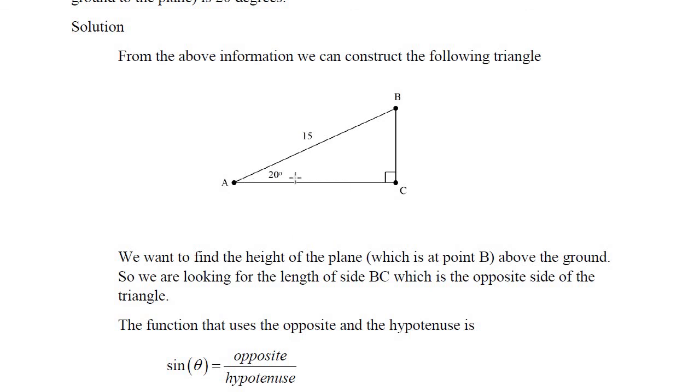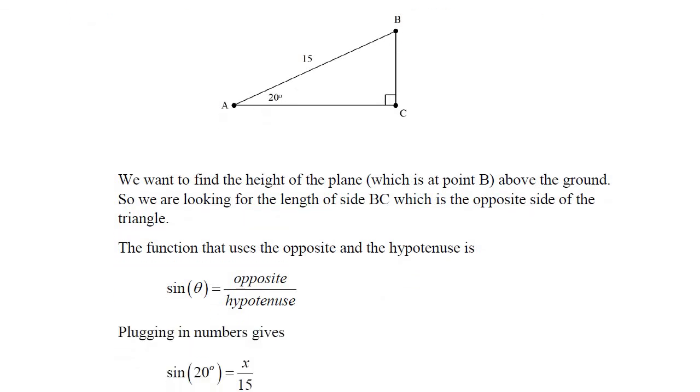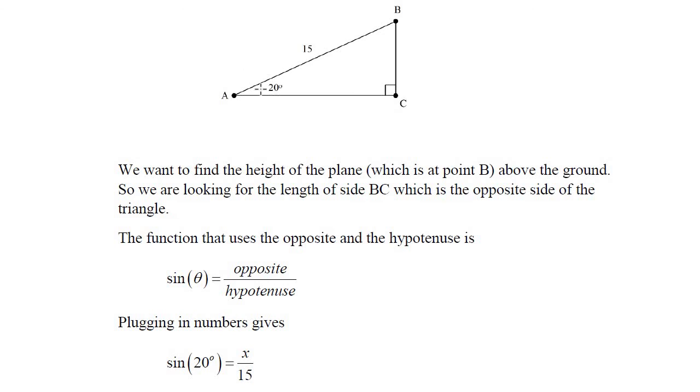So what we have is an angle, we know the hypotenuse, and we want to find the opposite. So the trig function that deals with the opposite and the hypotenuse happens to be the sine function. So sine of theta is equal to the opposite over the hypotenuse. If I plug my numbers in, that gives me sine of 20 degrees, my angle was 20, is equal to my opposite, which is x, divided by my hypotenuse, which is 15. So this right here describes my triangle.